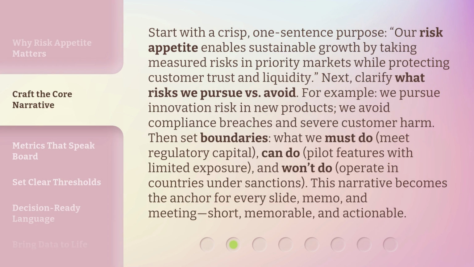Start with a crisp, one-sentence purpose. Our risk appetite enables sustainable growth by taking measured risks in priority markets while protecting customer trust and liquidity. Next, clarify what risks we pursue versus avoid. For example, we pursue innovation risk in new products. We avoid compliance breaches and severe customer harm.